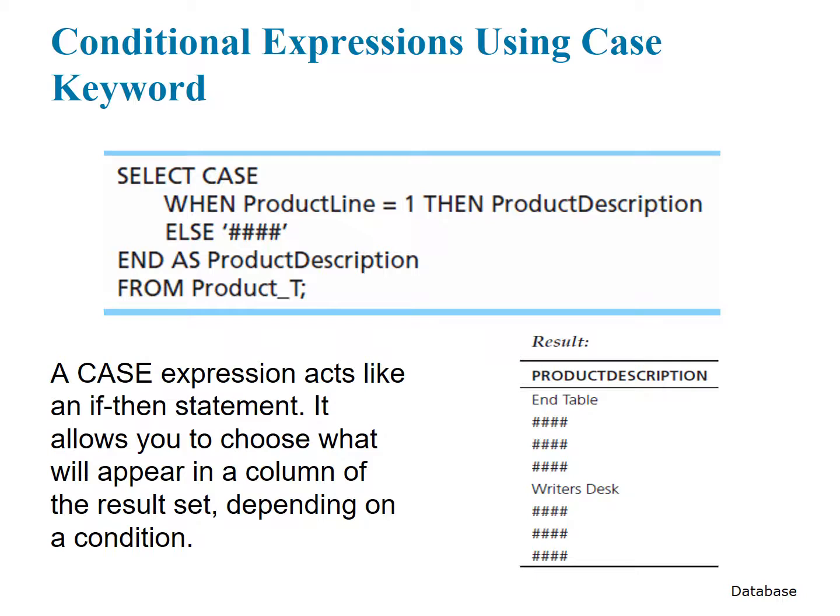Conditional expression using the case keyword. Select case when product line equals 1 then product description else shop, end as product description from product underscore T. A case expression acts like an if-then statement. It allows you to choose what will appear in a column of the result set, depending on a condition. Result: product description and so on.